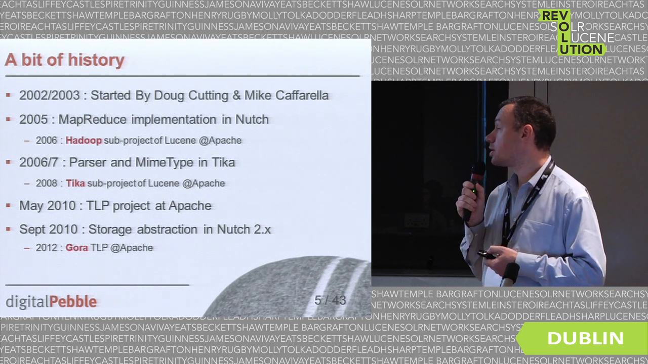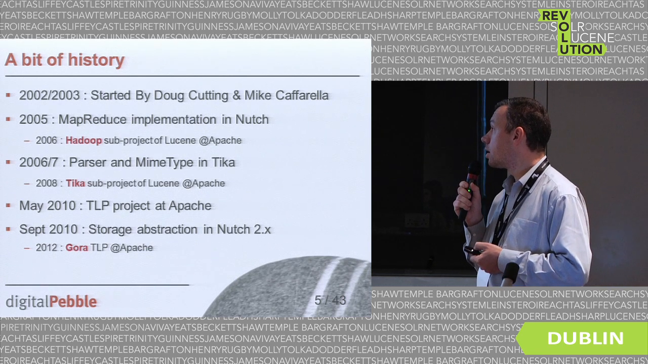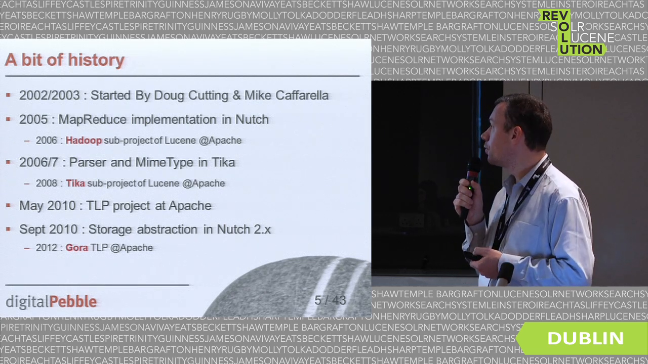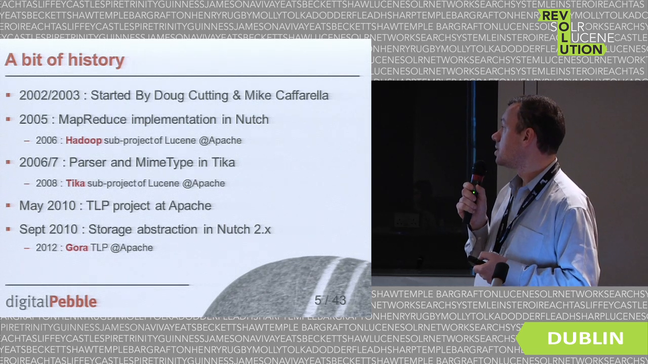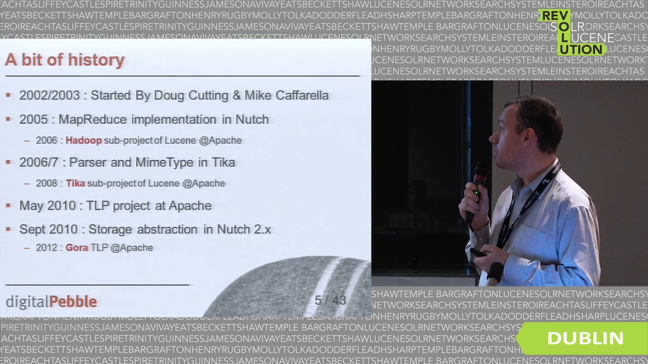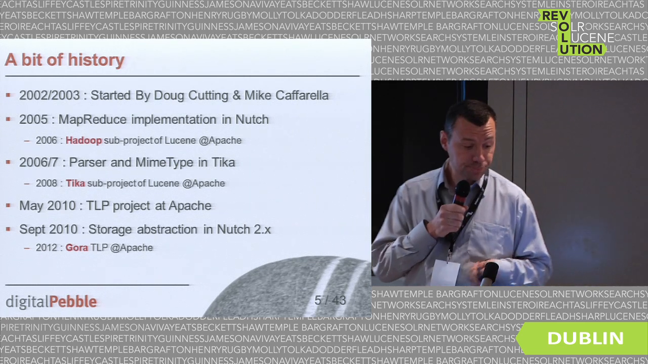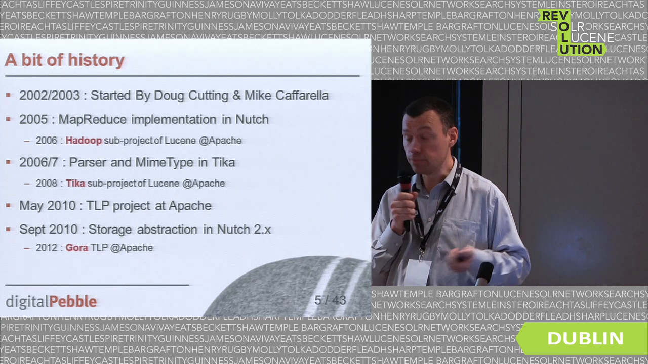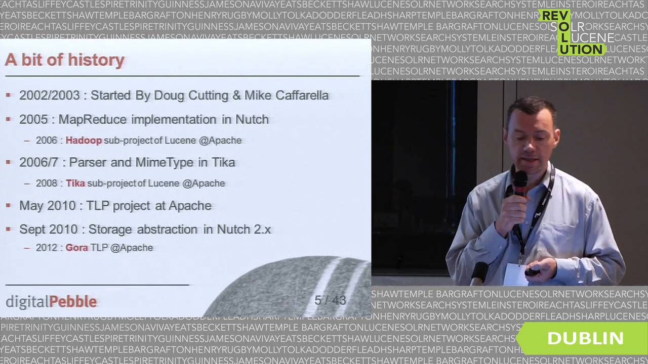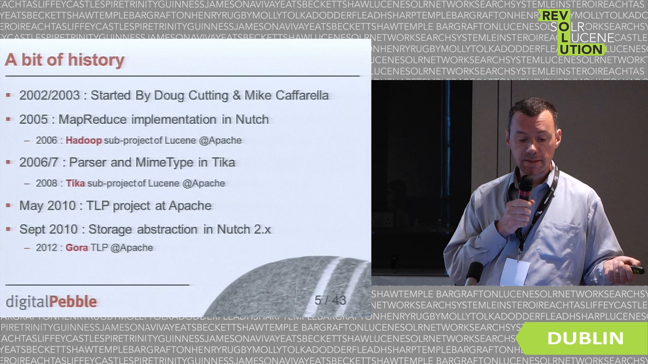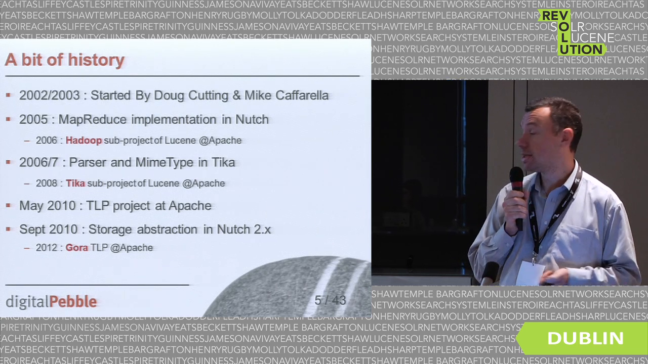A bit of history. So, yeah, Nutch was started over 10 years ago by a guy named Doug Cutting. I'm sure you've heard that name before, and Mike Cafarella. And Doug and Mike actually implemented MapReduce as part of Nutch, and that became Hadoop later in 2006. Another project that is a spin-off of Nutch, so to speak, is Apache Tika.